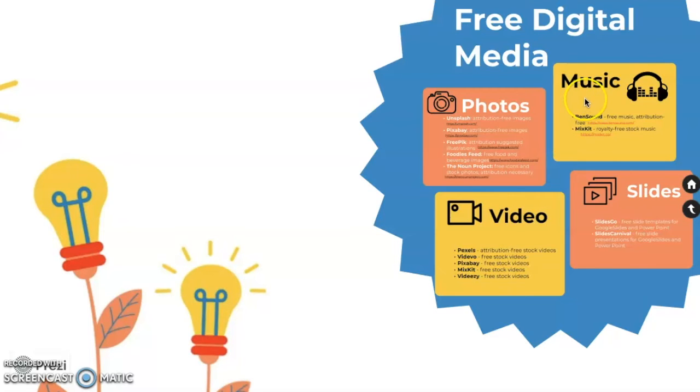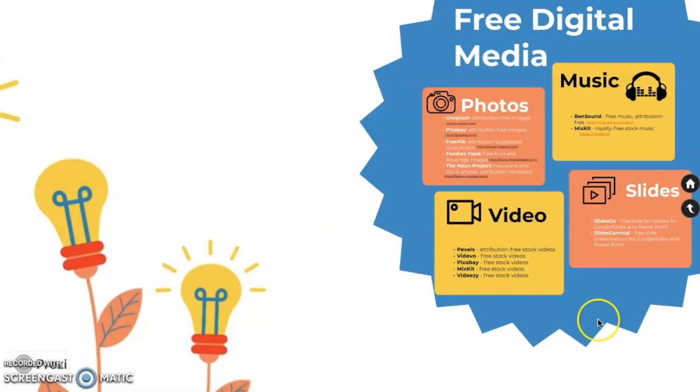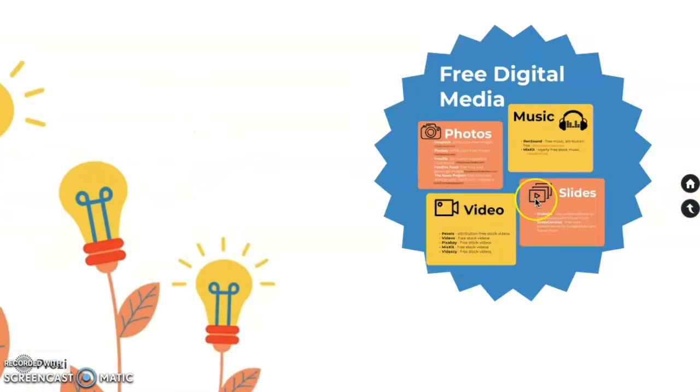So for example, if we start with music, I have two sources here, Ben Sound. Now this is free music where you don't have to attribute, so I put that in there. Music is free. Next we have photos, and this is kind of a big one here. There's a lot of information and resources that I have for you.